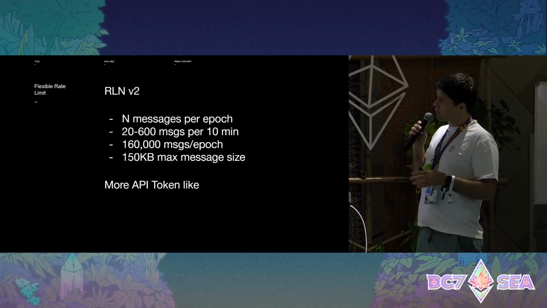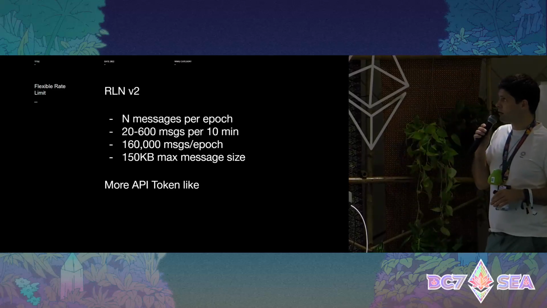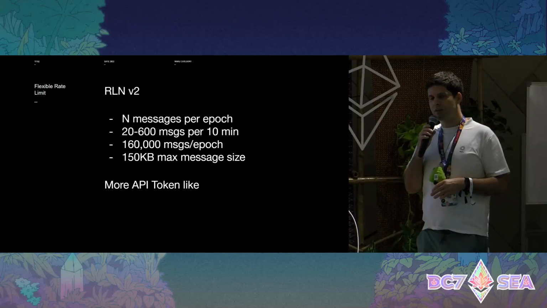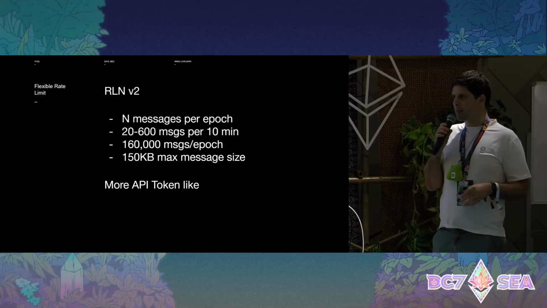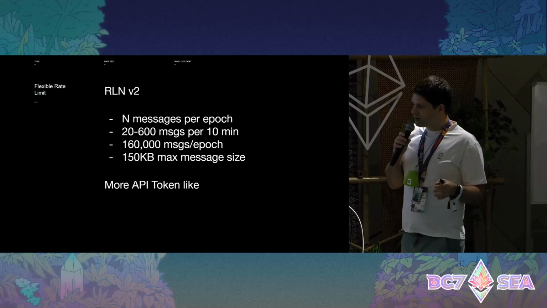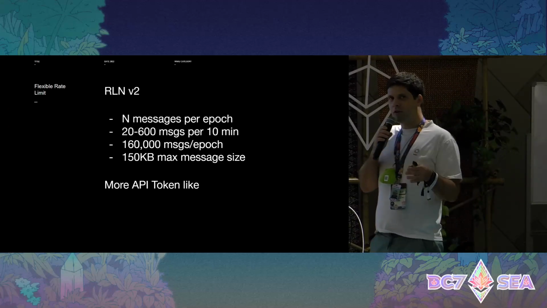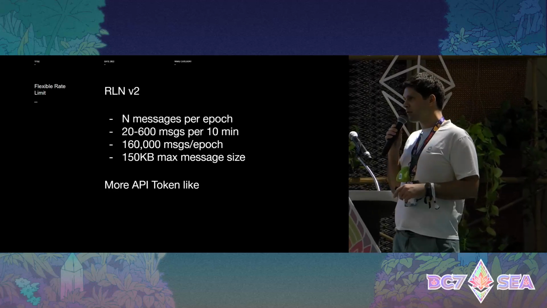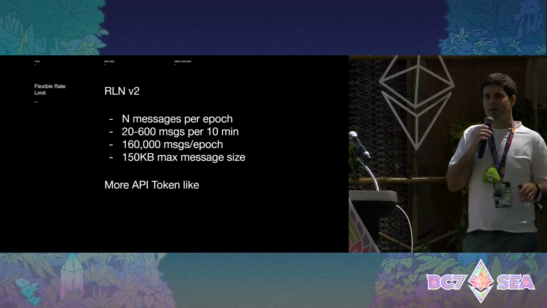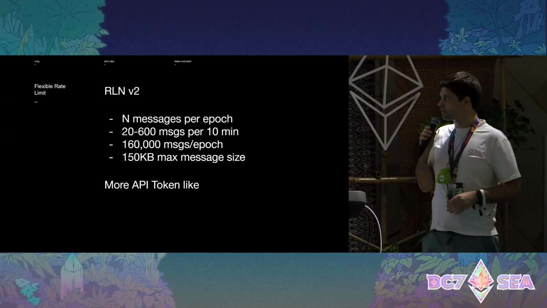Currently on a smart contract, we went for 20 to 600 messages per 10 minutes. So we went for an epoch of 10 minutes, where you can use 20 to 600 messages. In terms of whether it's 20 or it's 100, it's up to the user. Once they insert a membership, they insert a public key to the smart contract, they can decide what rate limit they want to pay for.